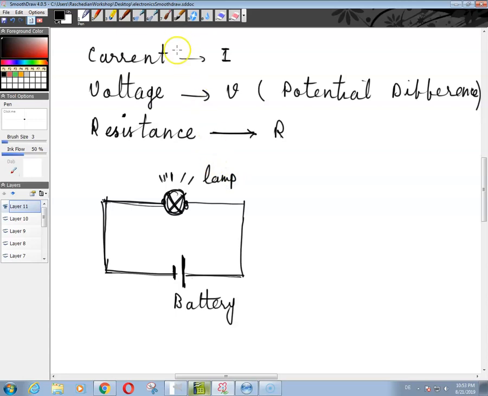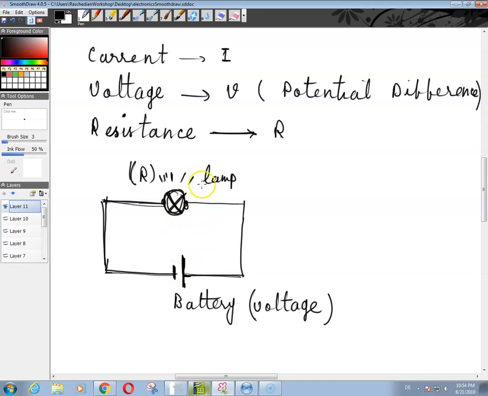Now, in this simple circuit, there is a battery which creates some voltage, or basically some potential difference. And there is a lamp over here that is considered as a resistance in this circuit. This is considered as a resistance in this circuit because, and I'm going to tell you why that's considered as a resistance.